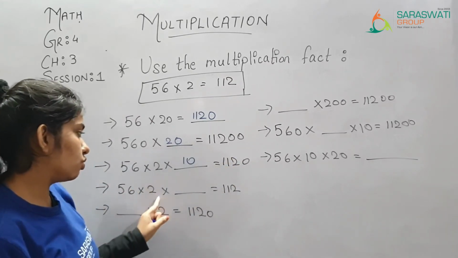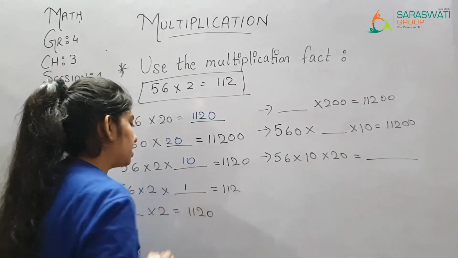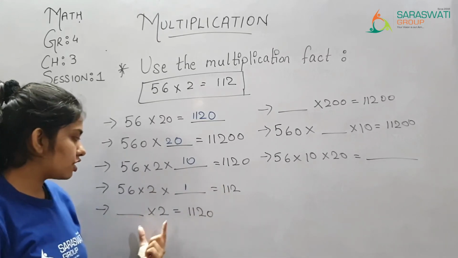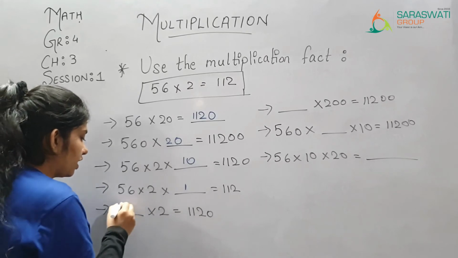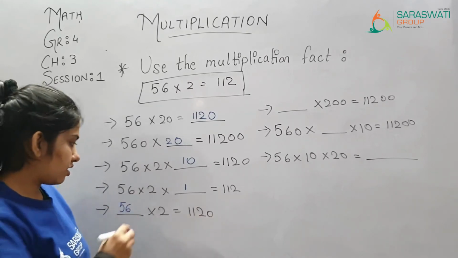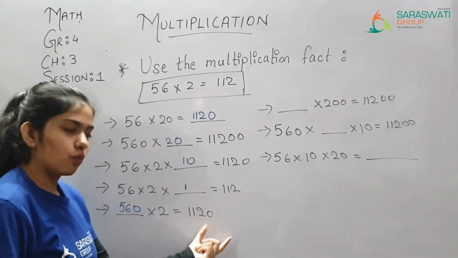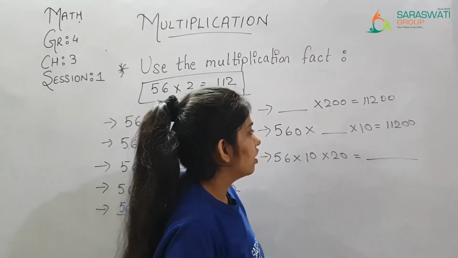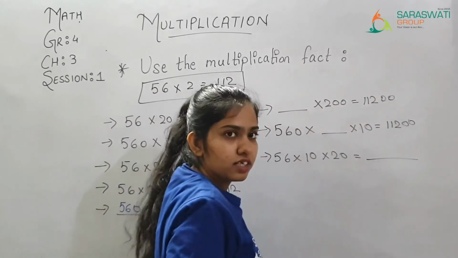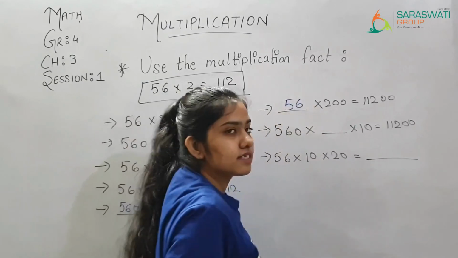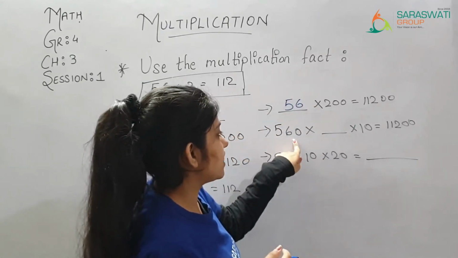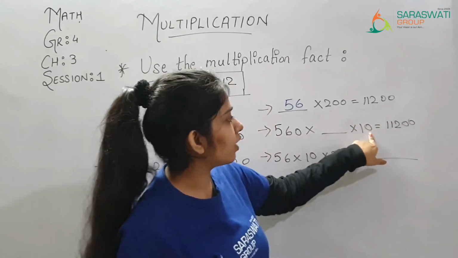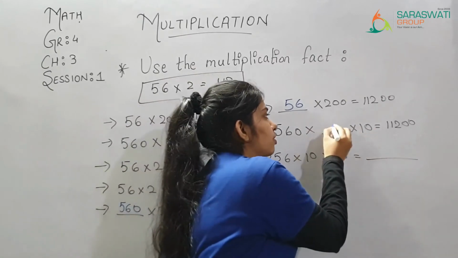Now 56 into 2 is 112, but again here it is 1, so 112 into 1 is 112. Now dash into 2 equals 1120. So first 56 comes here, and now there is a 0 here, so add that 0. 560 into 2 is 1120. Then over here dash into 200. Two zeros have already come from 200, so we are supposed to write only 56. Now the next is 560 into dash into 10. Two zeros have already come, this one over here and one over here, so we are supposed to write only 2.